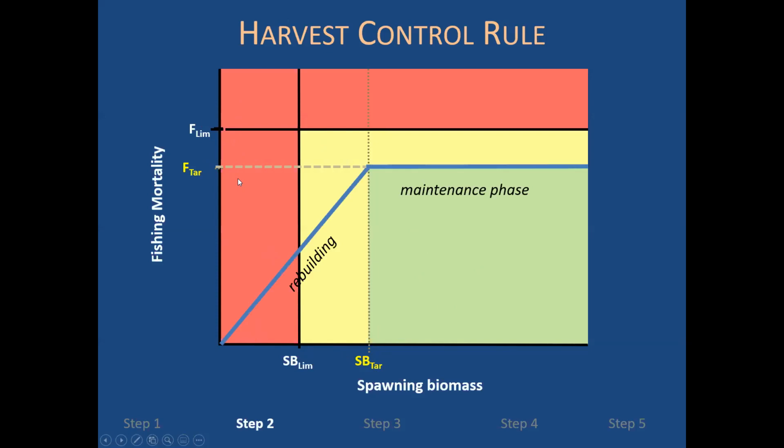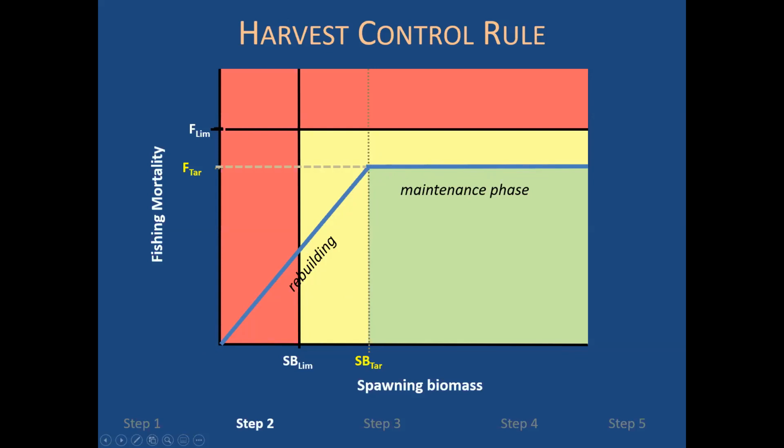So when we put the harvest control rule on this, you can see this is a generic form of a harvest control rule, where if you're above your abundance target, you're fishing at your target fishing mortality rate, and we call that just a maintenance phase. However, if our biomass drops below our target, we're going to lower our fishing mortality to allow rebuilding of the stock. And so this is a straight linear relationship, a linear decline in fishing mortality from your target all the way to stock extinction here.